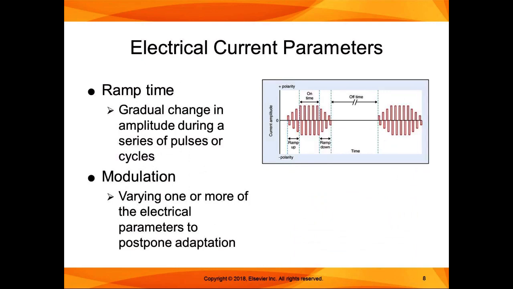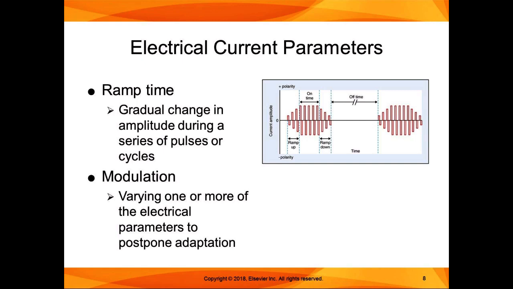So the ramp time is gradual change in amplitude during a series of pulses or cycles. And the reason that we want to ramp up and ramp down the intensity is because we want to minimize the uncomfortable sensation when the electrical current suddenly comes on and then when it suddenly turns off. So we gradually have it come on and gradually go off to increase the comfort for the patient. So even though there's all this technical stuff, we are basically working with human beings, and we're trying to make them better. So we want to do things to improve their comfort.